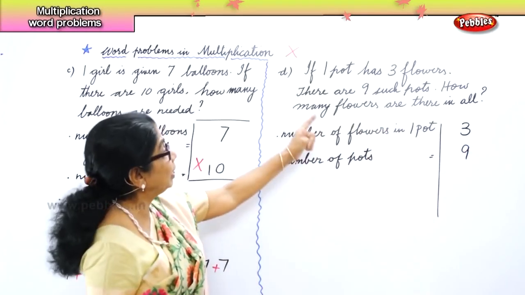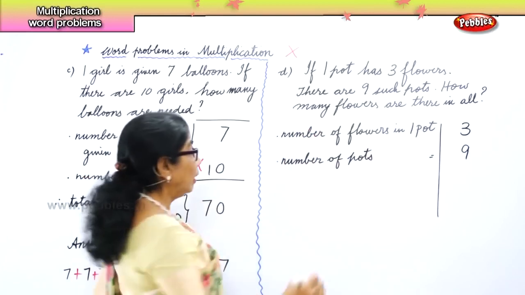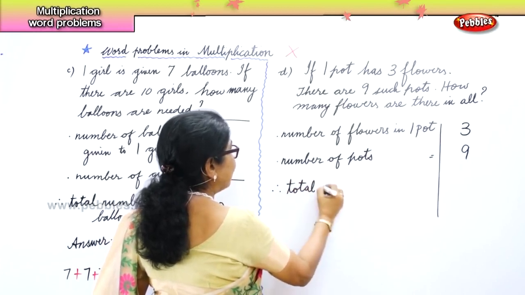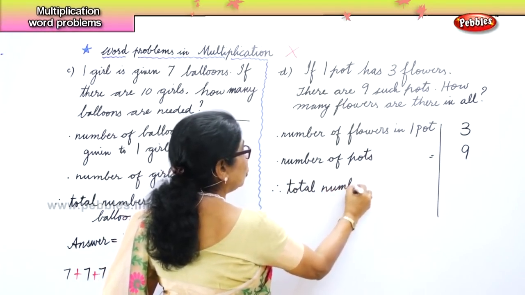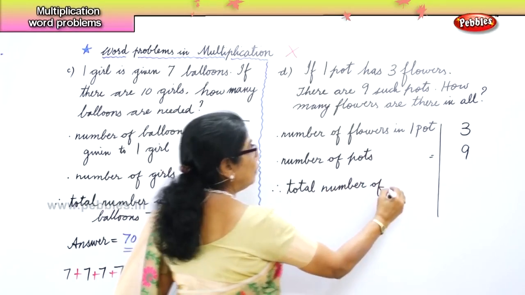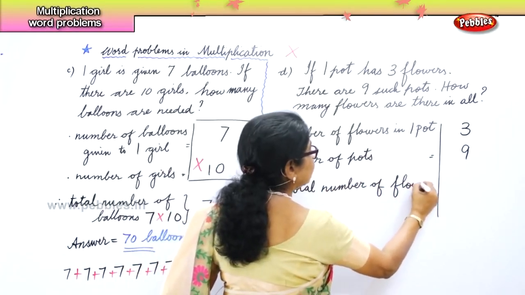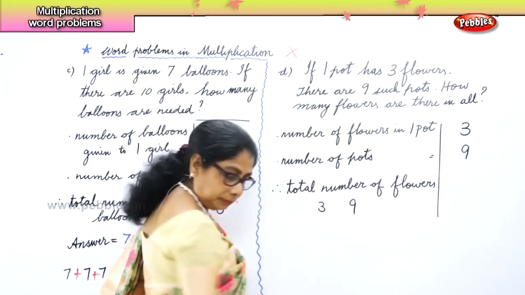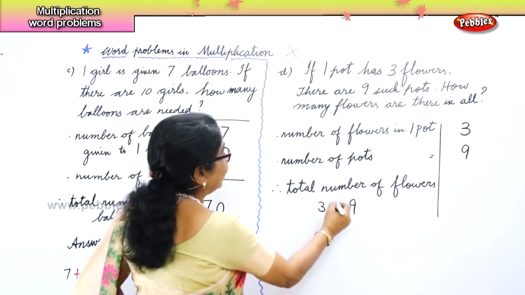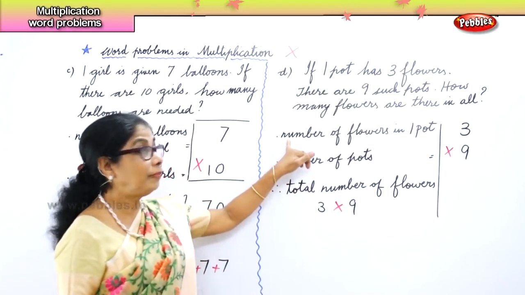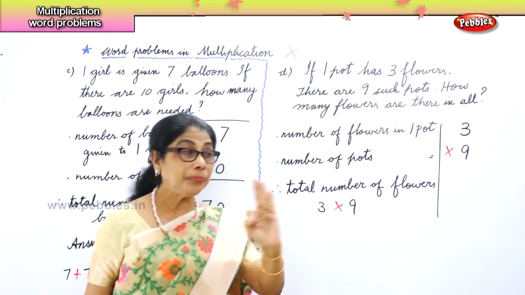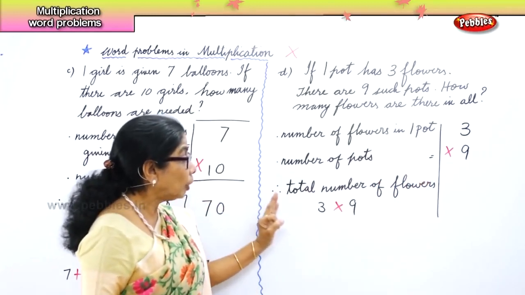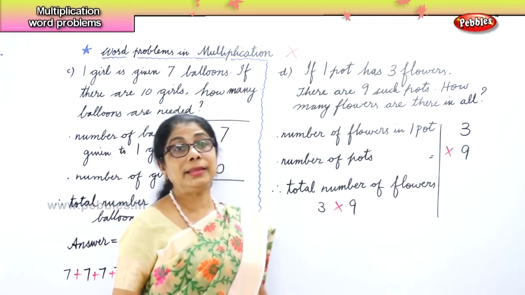Now what are we asked to find out? How many flowers are there in all? Therefore, total number of flowers. That is 3 into 9. 3 multiplied by 9. So number of flowers in one pot? 3. How many pots are there? 9 pots. Therefore, total number of flowers in the 9 pots.